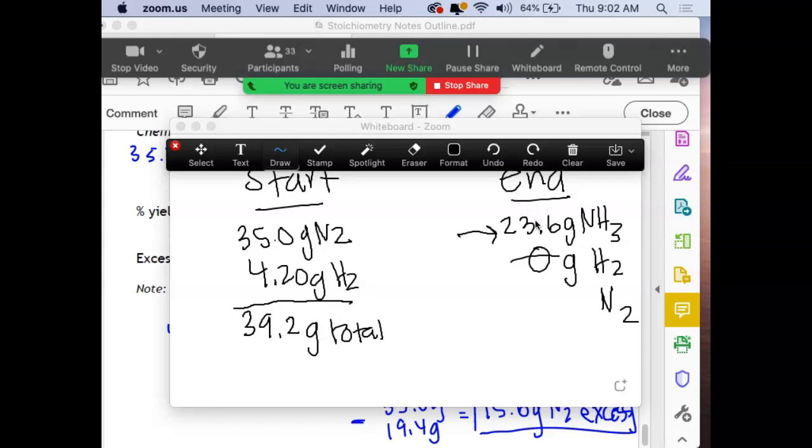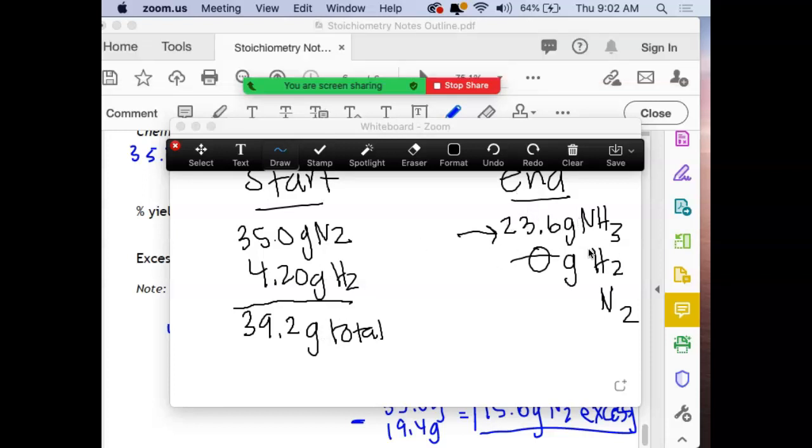So at the end, we made some ammonia. The hydrogen was all used up. It's all gone. But we have some leftover unreacted nitrogen. How much? 15.6 grams, right? So how much stuff do we have at the end?